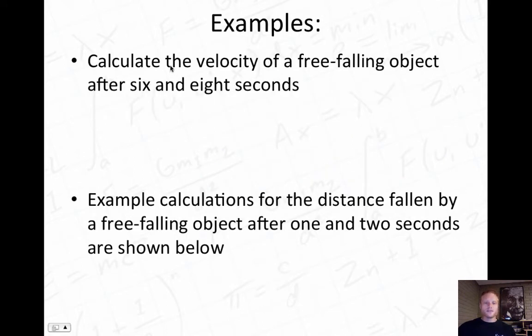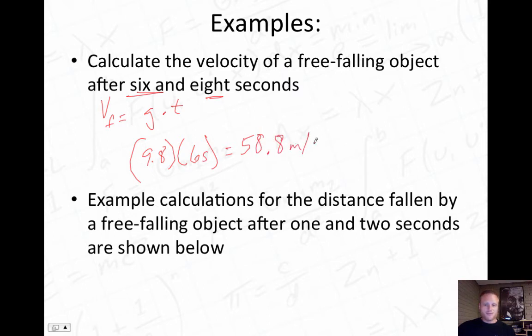Our first example says calculate the velocity of a free-falling object after 6 seconds and 8 seconds. I'm going to use this equation, v final, because that's what we're looking for, the final velocity, equals g times t, where g is 9.8 and t is whatever the time is. We're looking at 6 seconds in one case and 8 seconds in another. Taking the 6-second one first, I take 9.8 times 6 seconds, and if you throw that in your calculator, I get a speed of about 58.8 meters per second.